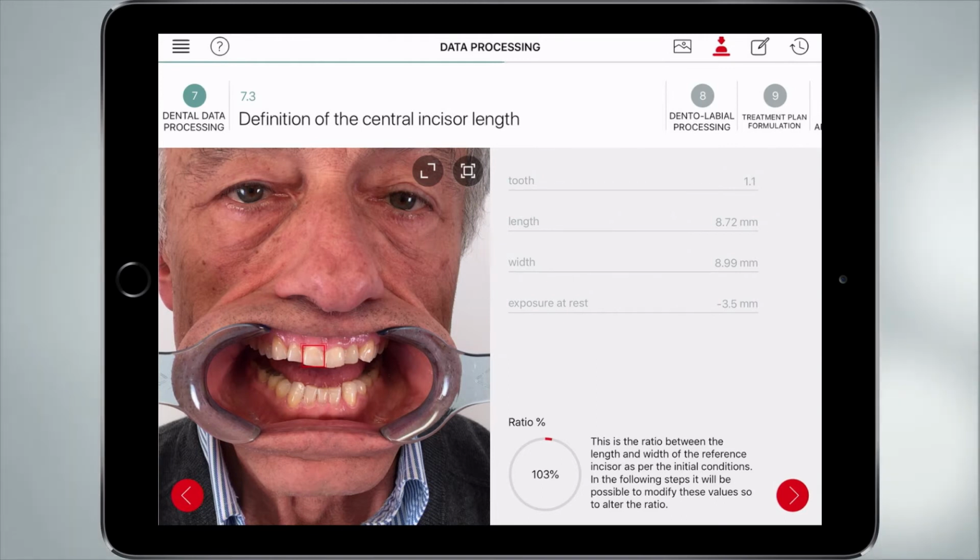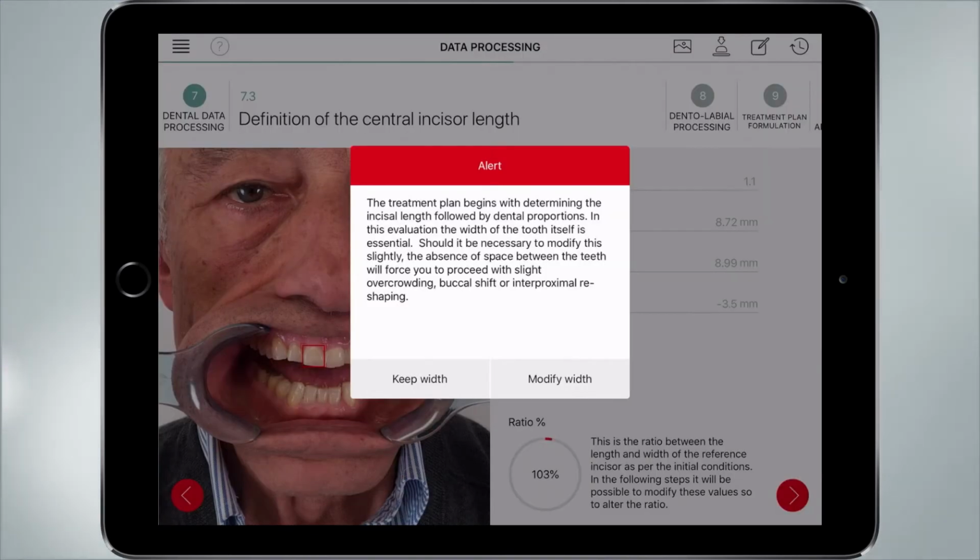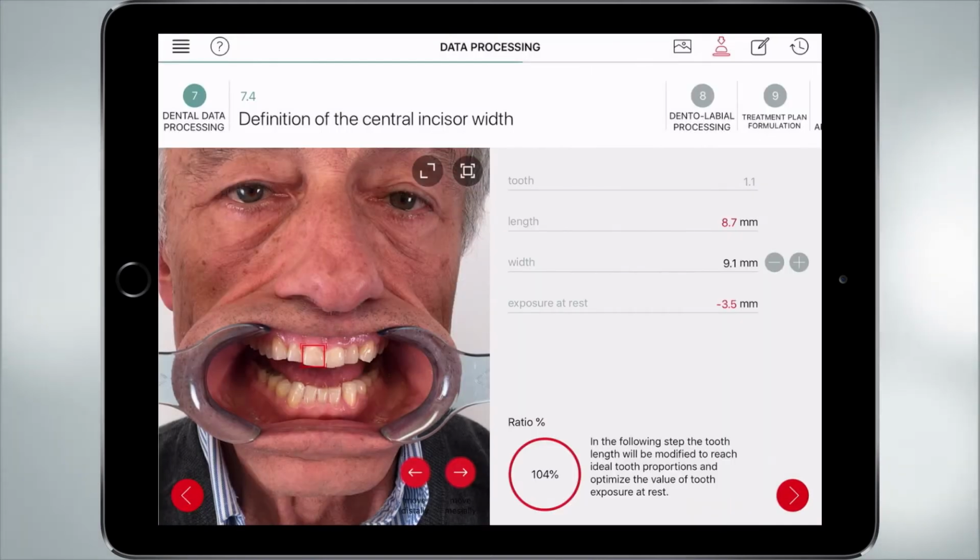So now from step 7.3, we go ahead. Now on step 7.3, we see an alert. And they ask me to keep the width or modify the width of the central incisors. We know that we have to elongate the teeth quite a lot. I would like to modify even slightly the width. So I push modify the width. And now it was 9, now it's 9.1. I just added a tiny bit to this width.